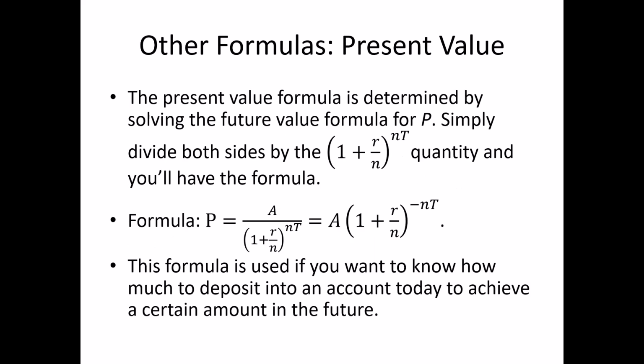So the present value formula is determined by solving the future value formula for P. Simply divide both sides by the quantity 1 plus r over n to the nt power, and you will have our formula. P is equal to A divided by 1 plus r over n to the nt, or as it may be written, this could be equal to A times the quantity 1 plus r over n to the negative nt power. And this formula is used if you want to know how much to deposit into an account today in order to achieve a certain amount in the future.